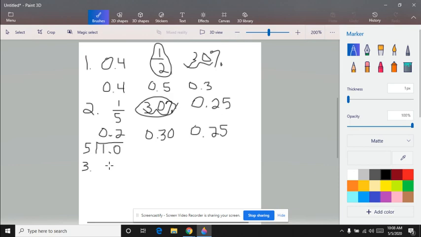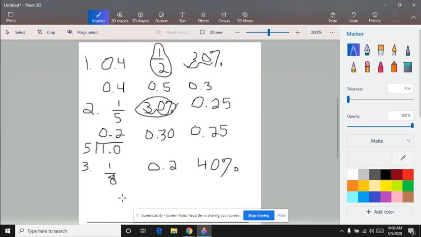But in case it's something you can't do mentally, make them all the same form. Okay, and then number 3, we have 1/8, 0.2, and 40%. Now I can already tell just by looking at this what's going to be my biggest, because I know 1/8 is less than 1/5. Okay, so it's going to be less than 0.2.